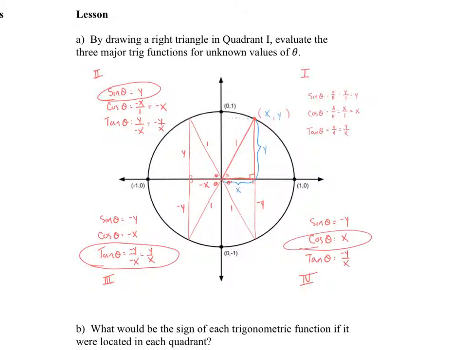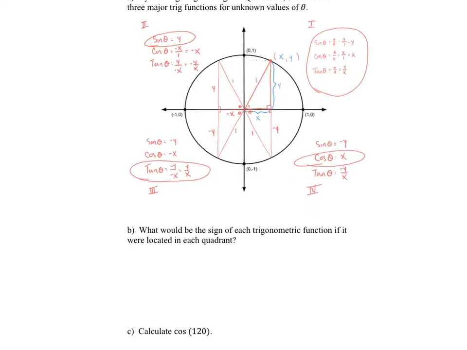So cosine is the only positive one in quadrant 4. Notice they're all positive in quadrant 1. In quadrant 2, it's just sine. In quadrant 3, it's just tangent. And in quadrant 4, it's just cosine.